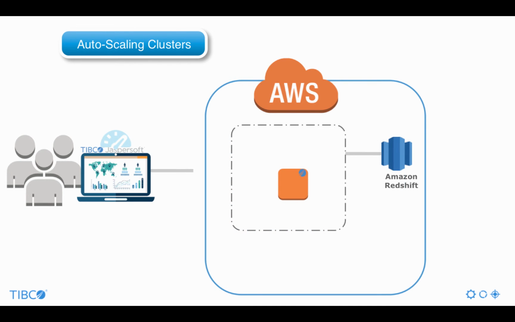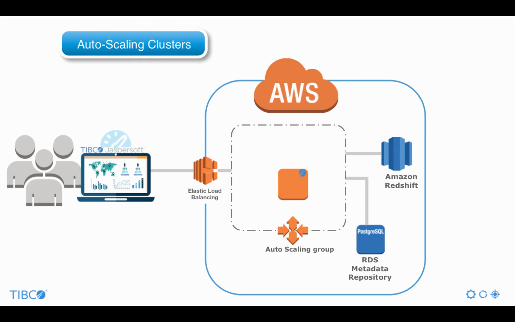Similarly to before, you have your Jasper Reports server instance, but in order to remove a single point of failure, you will separate the metadata repository. And instead of connecting directly to one instance, your users will connect to an elastic load balancer, and your instance will be part of an auto-scaling group.